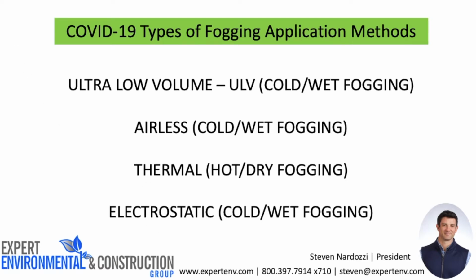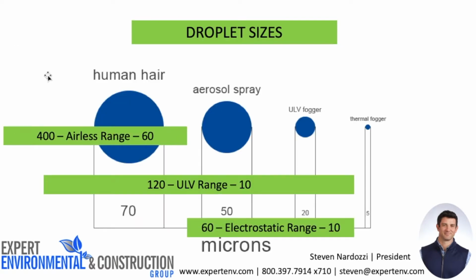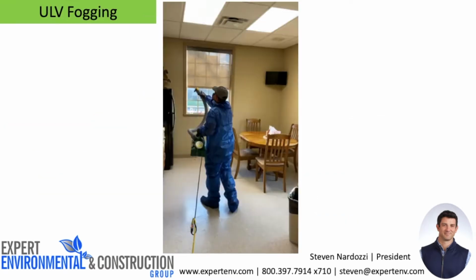We're going to show you some quick videos, but first, to give you an idea, a human hair reference is 70 microns in size. Airless spray range can be adjusted from 400 micron to 60. ULV can be adjusted from 120 to 10. Electrostatic can go from 60 to 10, and the thermal fog is down to 5 microns in size. So that gives you a reference of your droplet size.